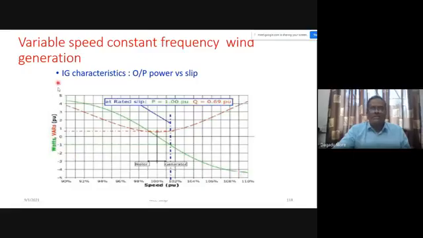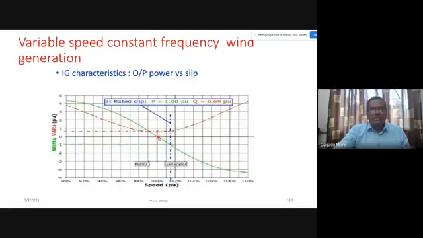If you look at this, it will be the induction generator characteristics, output power versus slip. On the x-axis we have the speed, given in per unit or in terms of rated, 100% speed. Here 100% speed means the synchronous speed.